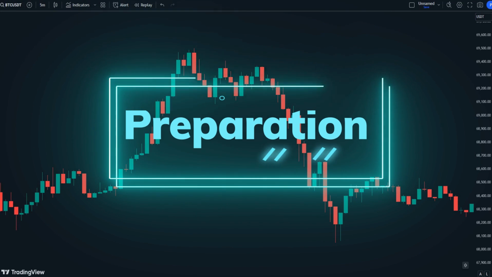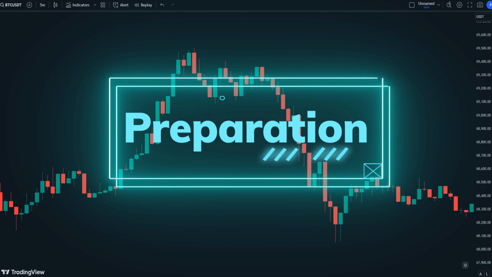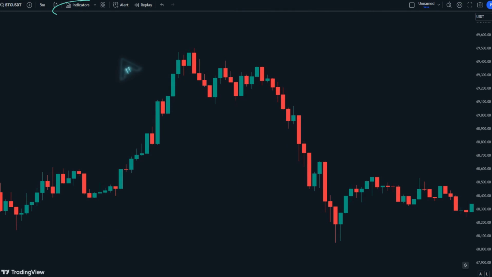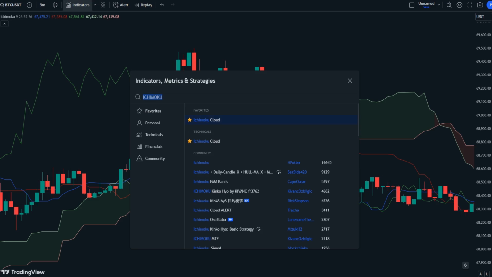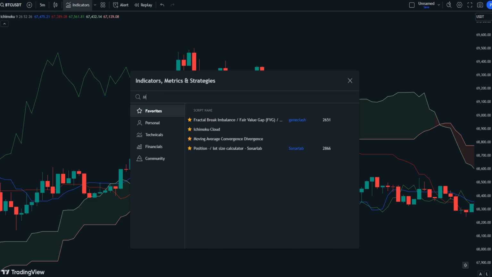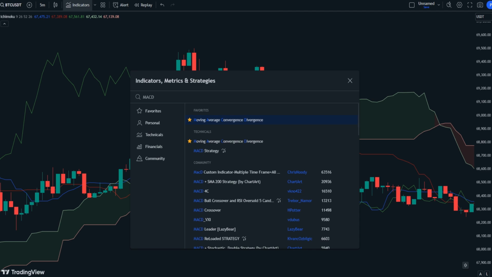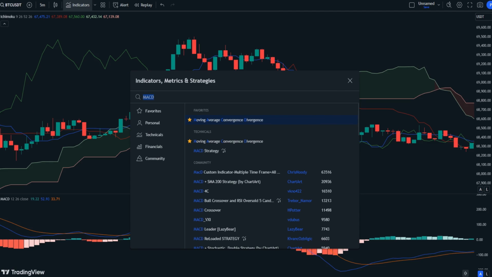The first step is to add both indicators to the chart. Go to the Indicators section. On the Open page, search for the Ichimoku Cloud indicator and add it to the chart. Then, search for the MACD indicator and click on Moving Average Convergence Divergence to add it to the chart.